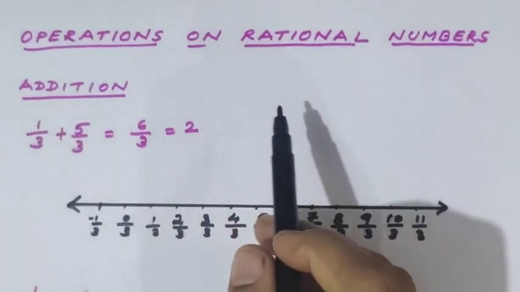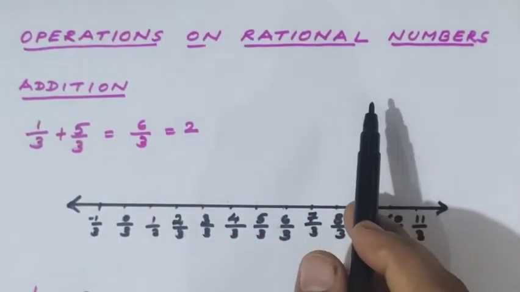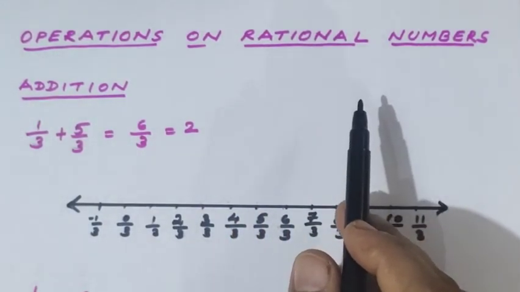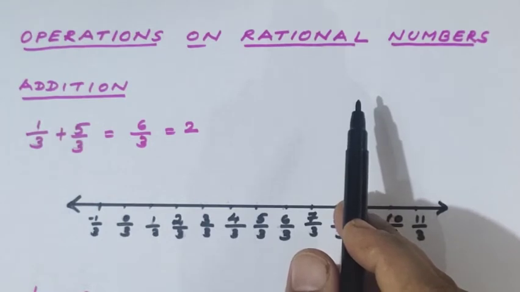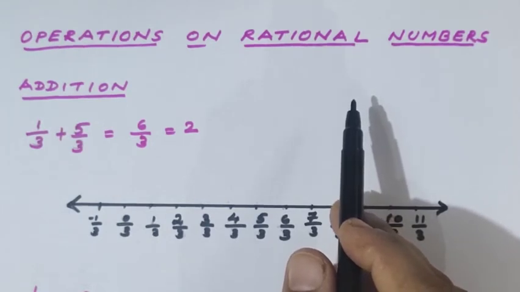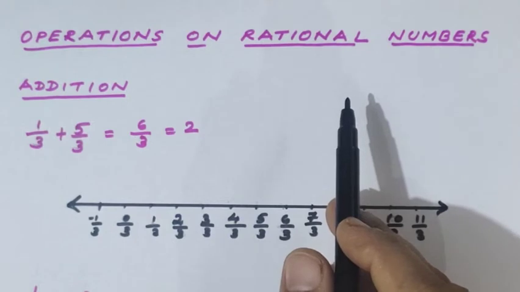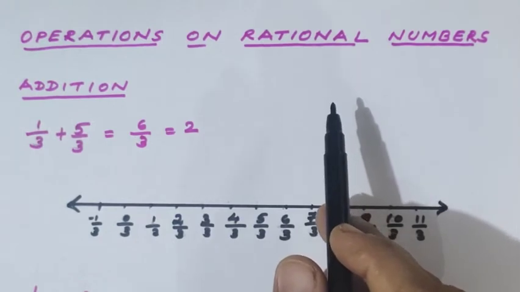Children, today we are continuing the same topic, chapter 9, rational numbers. Operations on rational numbers. Operations means what? We have to deal with addition, subtraction, multiplication and division. The first we are going to do is addition based questions.